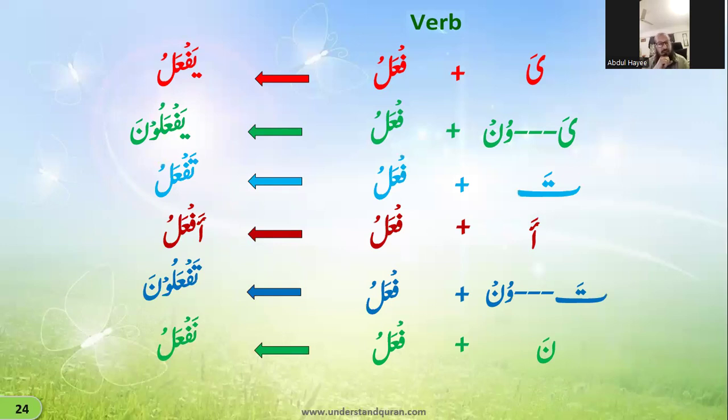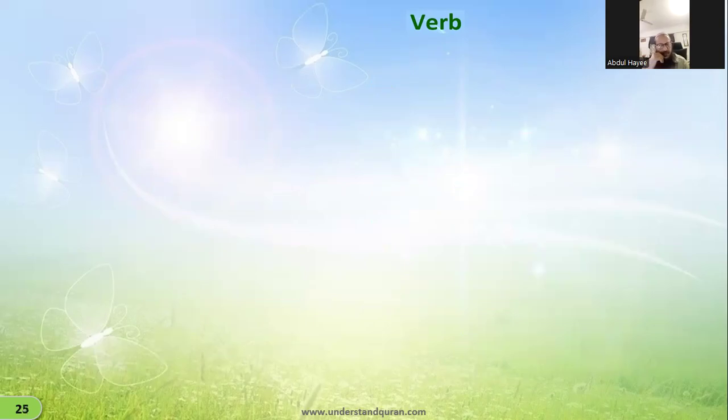The signs of mudare are ya, ta, hamza, nun. They always come in the beginning. For example, ja'ala is a verb. I want to make the mudare. What will it be? Yaj'alu, yaj'aluna, taj'alu, aj'alu, taj'aluna, naj'alu. Fataha: yaftahu, yaftahuna, taftahu, aftahu, taftahuna, naftahu. Always practice in pairs. Ya pair, then ta and hamza pair, that is single, and ta and nun pair, that is the plural.